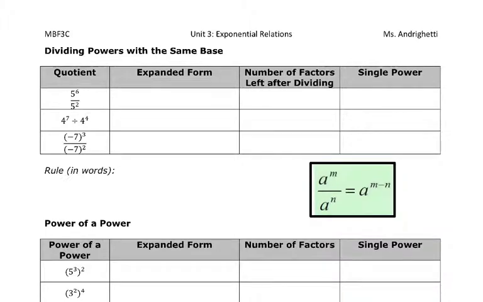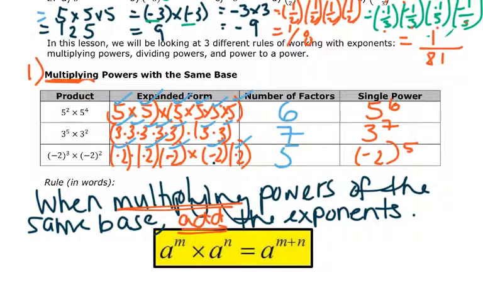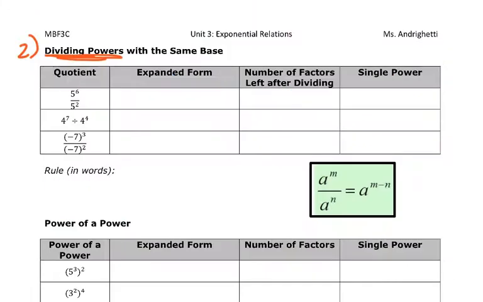Here we go. Rule number 2 is what happens when you divide powers. Now you can already guess. If when we multiply powers, we add the exponents, guess what we're going to do for dividing powers? So let's check it out. Okay, so we'll just do a couple examples from here. I don't think we'll need to do all of them.